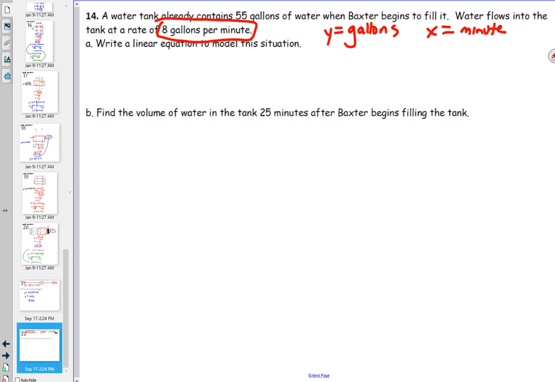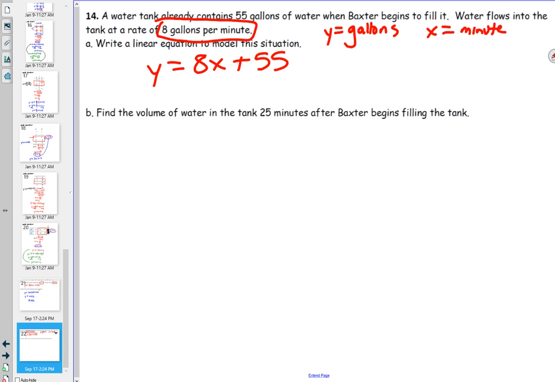It starts with an S and ends with low. It's slope, good. So that's the hint that the 8 is going to be the slope. So y is equal to 8x plus however much water was already in there. How much water was already in there? Yeah, plus 55. That's the equation.